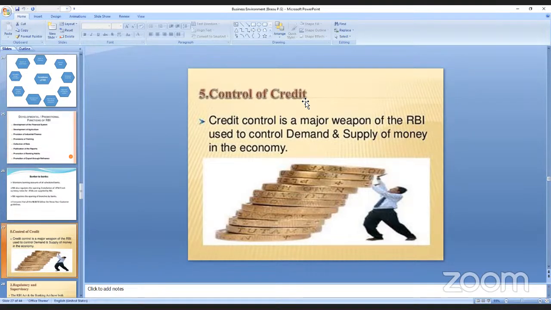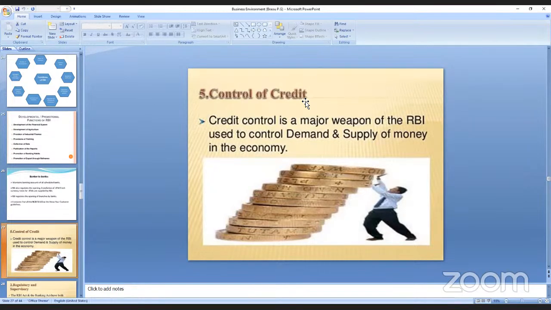Next is control of credit. It is also one of the functions of the RBI. Credit control is a major weapon. They always have to control the credit, otherwise the poverty line will be crossed and it will go into inflation. So credit control is a major weapon of the RBI used to control the demand and supply of money in the economy. It is a weapon. Is it clear?